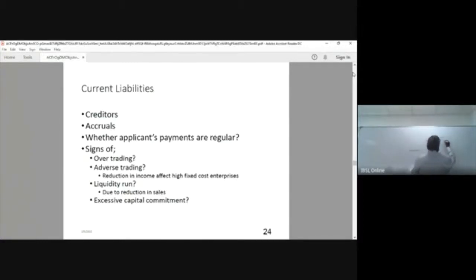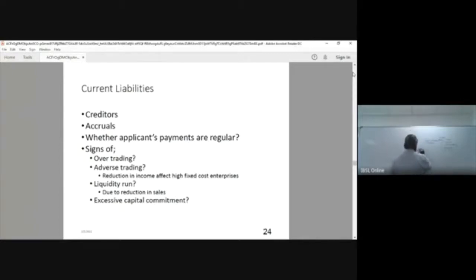So what are the fixed assets? Land, building, plant and machinery, vehicles, other fixed assets. Land, building, plant and machinery, vehicles, other fixed assets. These are the capital investment, fixed investment.